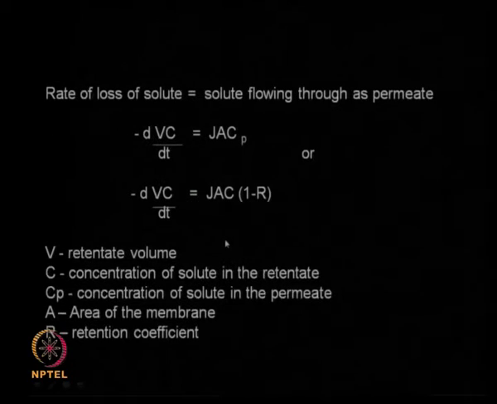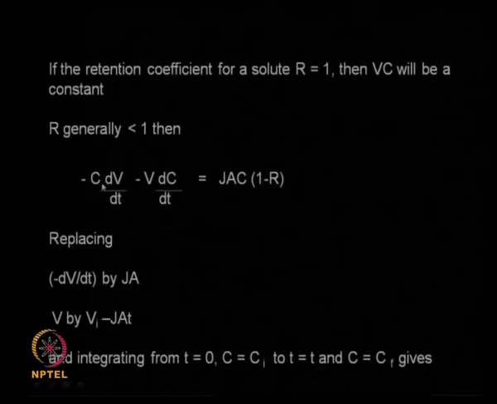So when R is less than 1, on the left hand side we can differentiate both of these separately. So we will have minus C into dV by dt minus V dC by dt, which is equal to JC into 1 minus R. Now dV by dt will be J into A, J is your flux, A is the area. Flux times area is your rate of flow of liquid, correct, that is why.